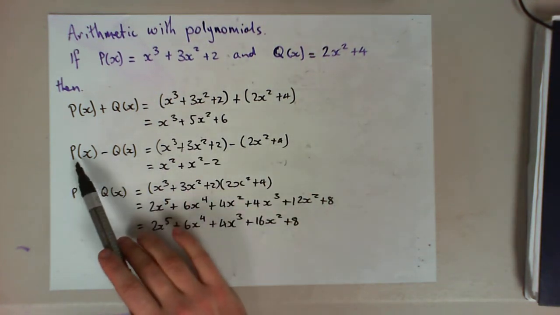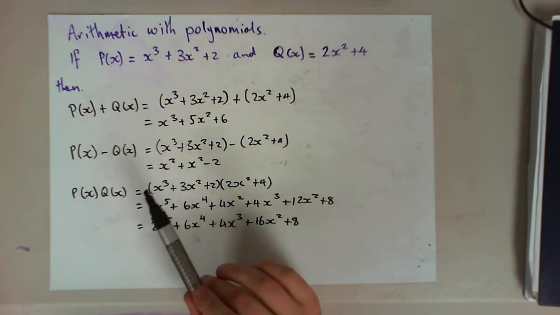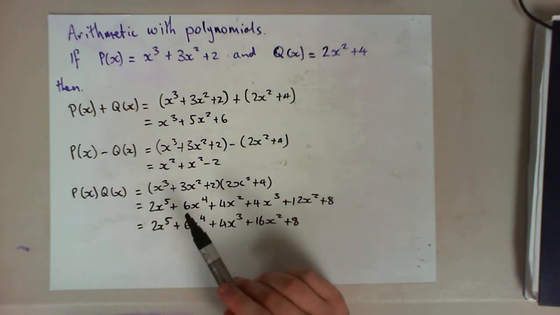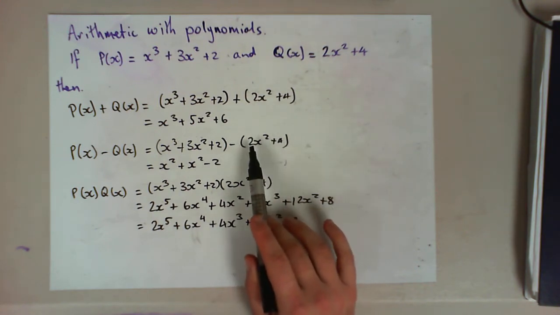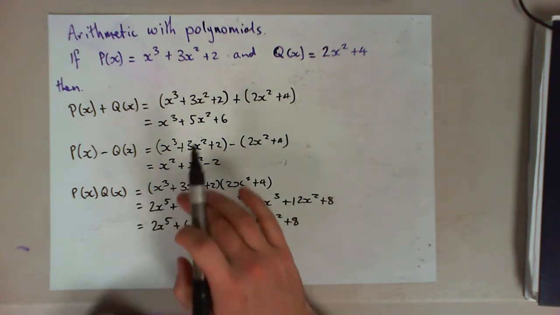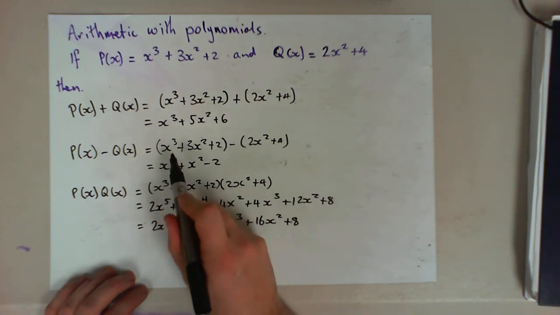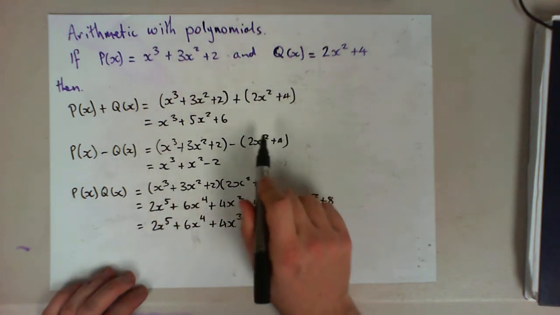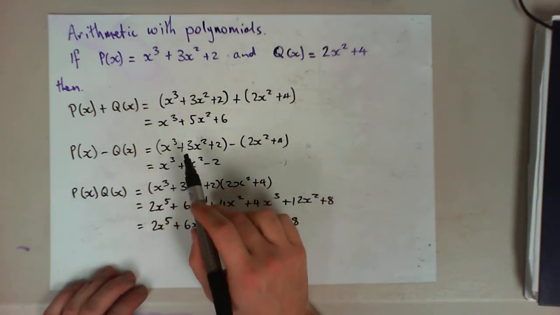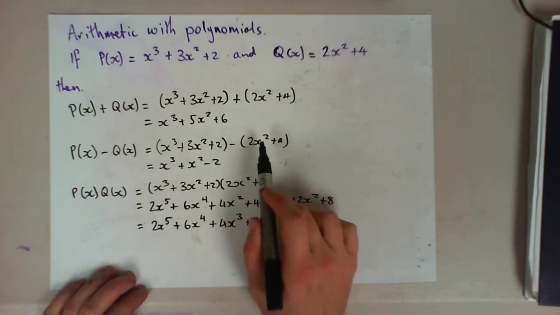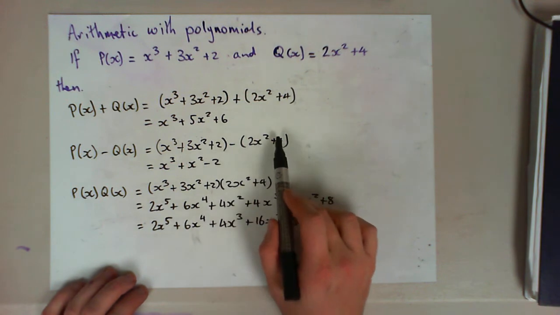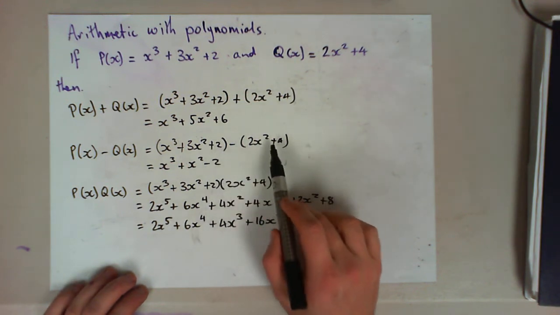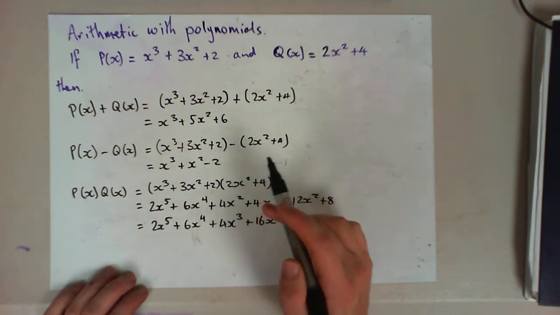Similarly, when we've got p of x take q of x, the brackets here are super important, because we're taking away every term that's in this set of brackets. We have x cubed. We don't have any to take away, so we've still got it all. Then 3x squared take 2x squared is going to leave us with x squared. And then we have 2 take 4. We're not adding the 4 on, even though it's plus here, and this is why we have our brackets.